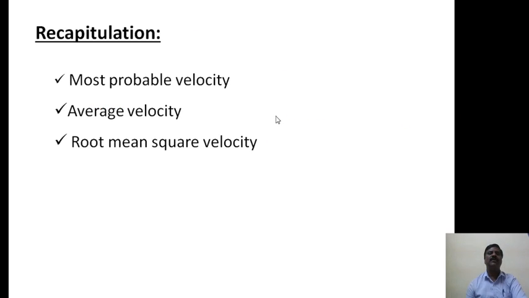Now, so far we have discussed in this session the most probable velocity, average velocity, root mean square velocity, their expressions, and the relationships between each other. Now I will ask some questions. Please observe carefully, and you have to answer one by one.